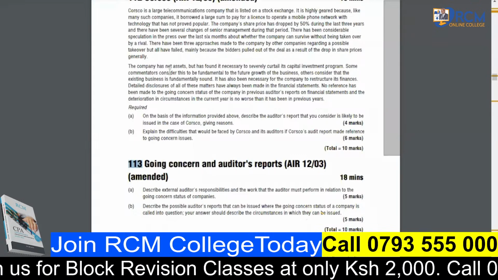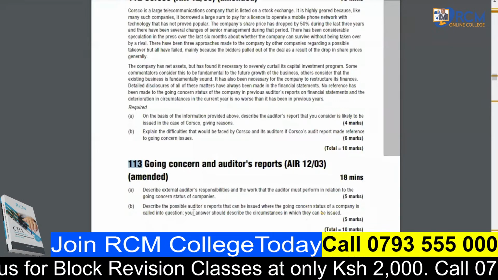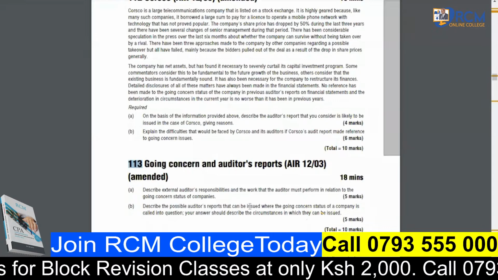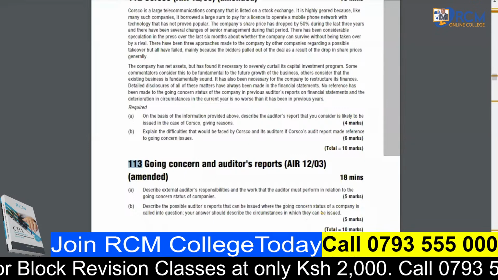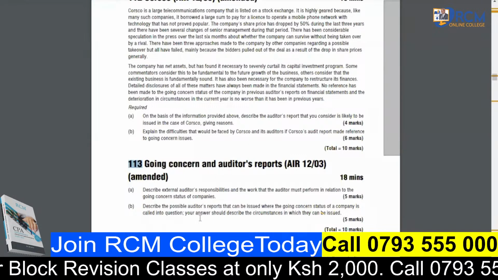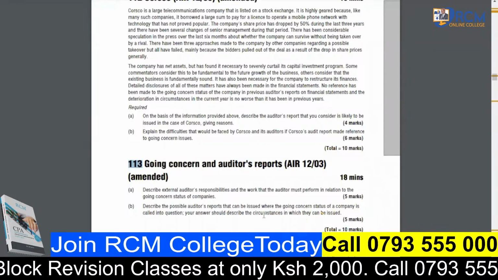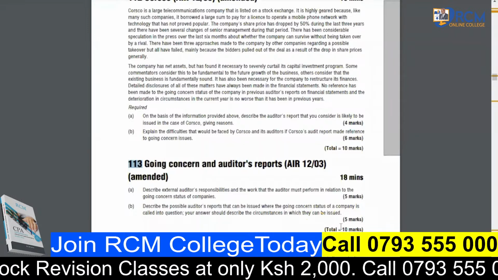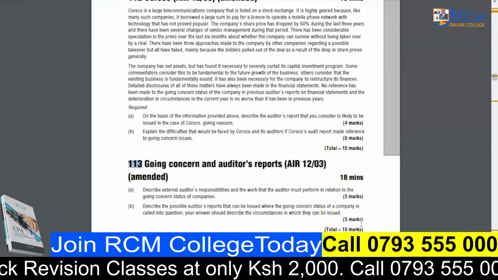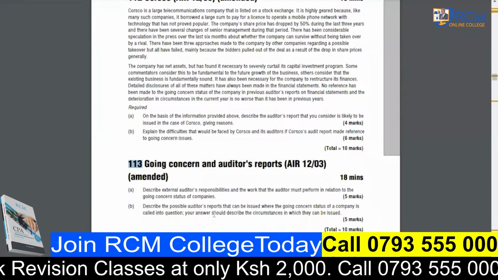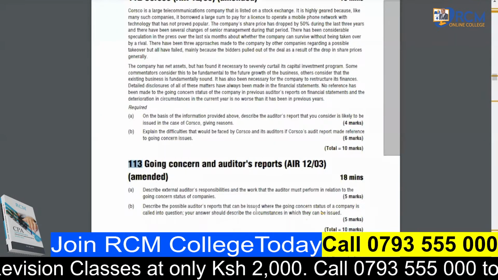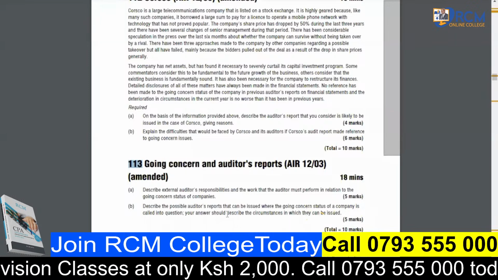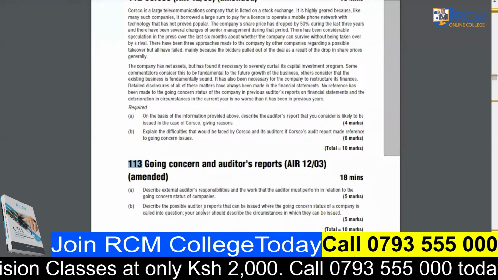So let's not go too far on that. Describe the possible auditors' reports that can be issued where the going concern status of a company is called into question. Your answer should describe the circumstances in which they can be used. How many marks? You must be very detailed. 5 marks. So describe the possible auditors' reports that can be issued where the going concern status of a company is called into question.